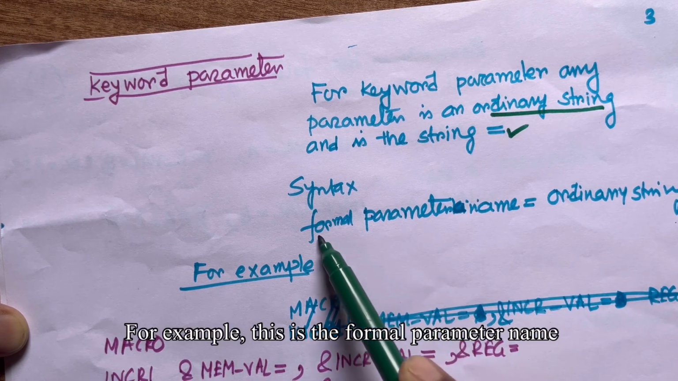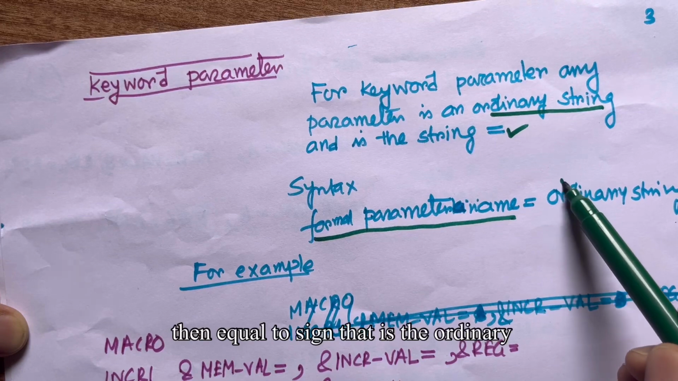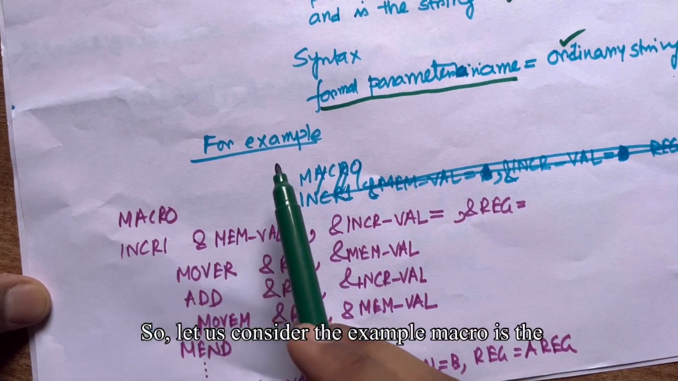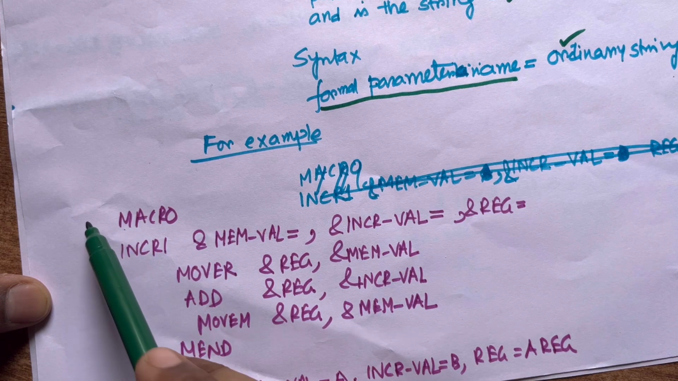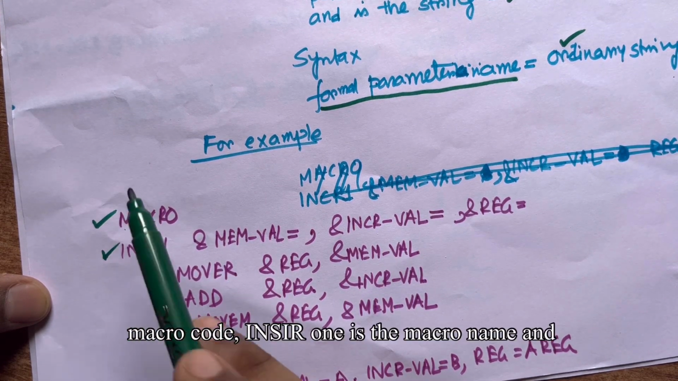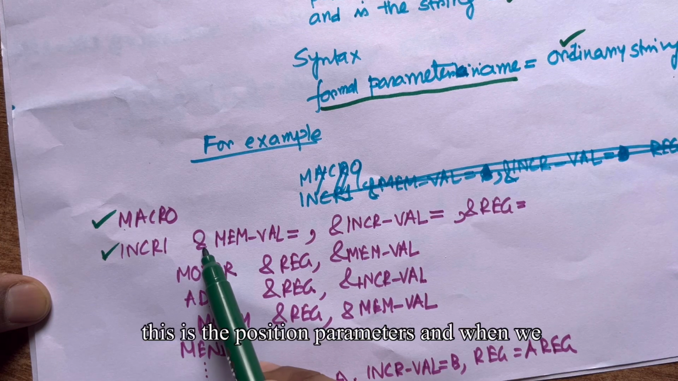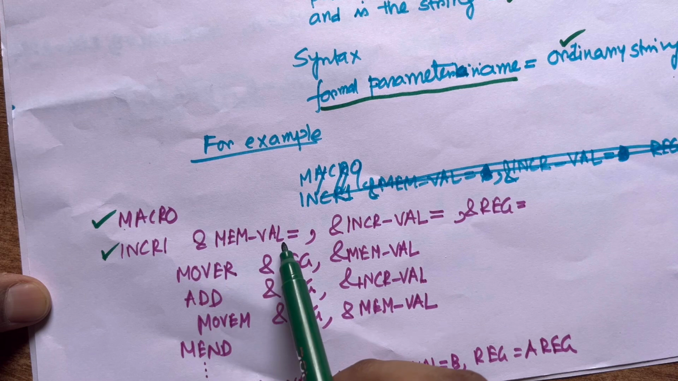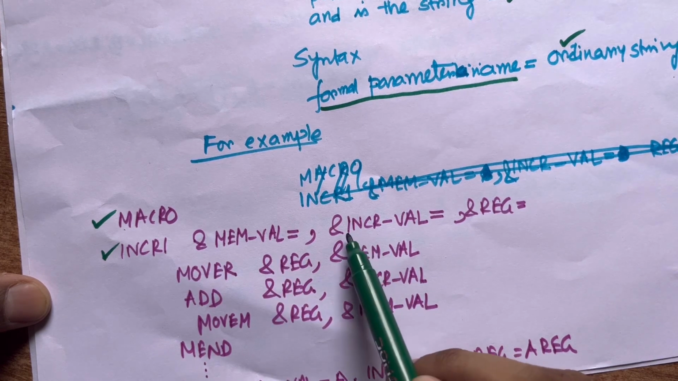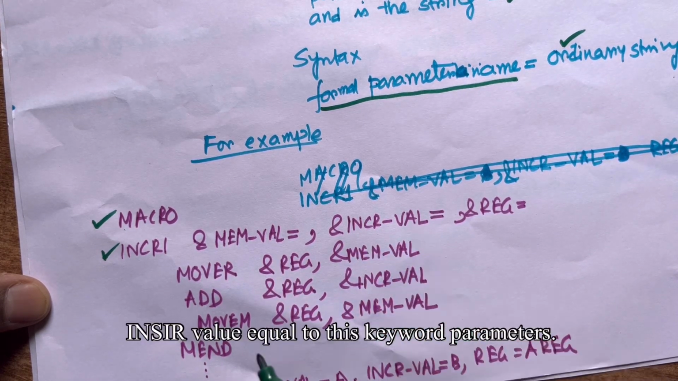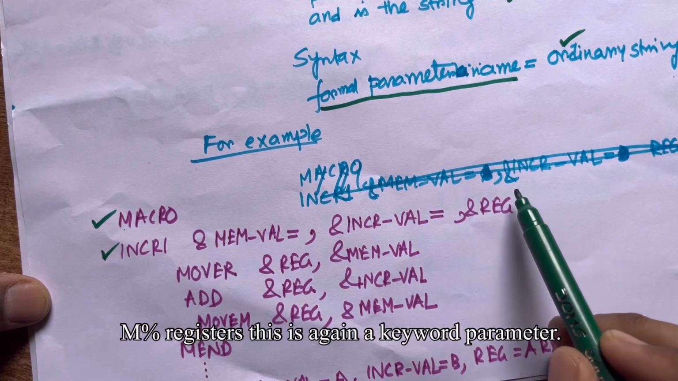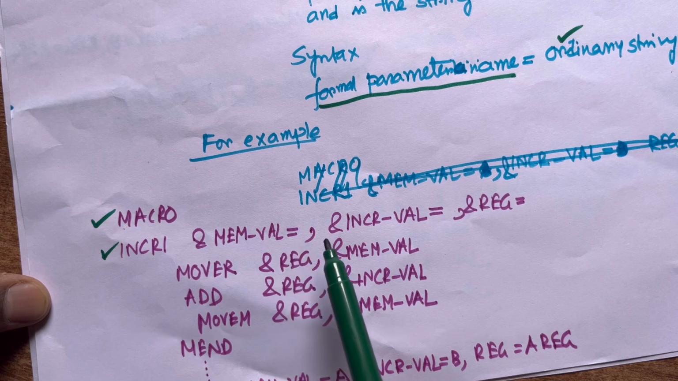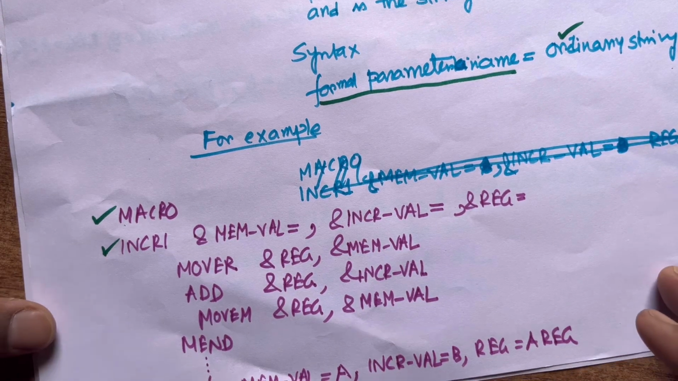For example, this is the formal parameter name, then the equal to sign. Let us consider the example. MACRO is the macro opcode. Here 1 is the macro name, and these are the positional parameters. When we write equal to, it means it is a keyword parameter. Here value equal to, this is a keyword parameter. Ampersand register is again a keyword parameter. So when we write something with the equal to sign, they are known as keyword parameters.